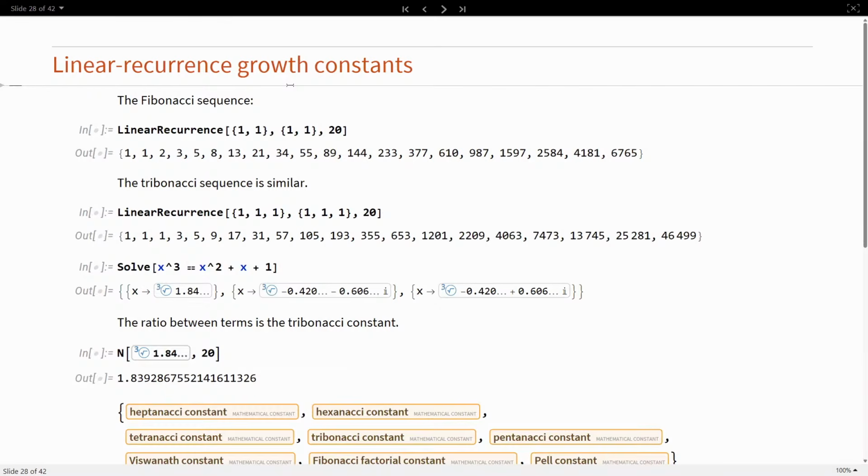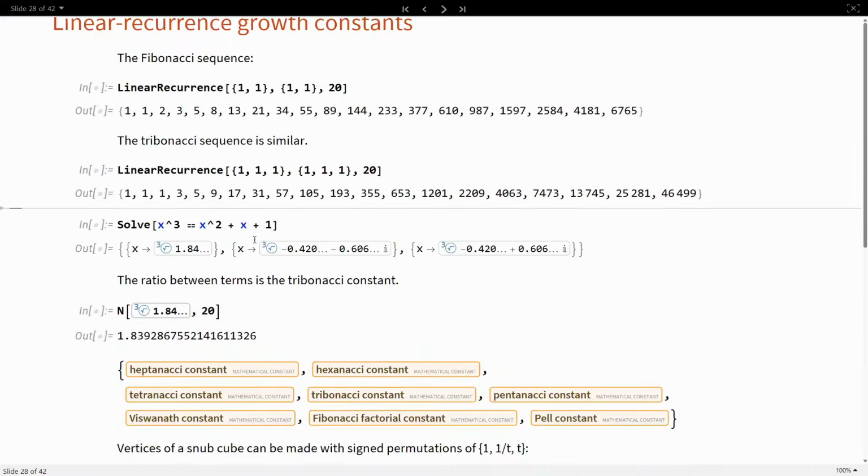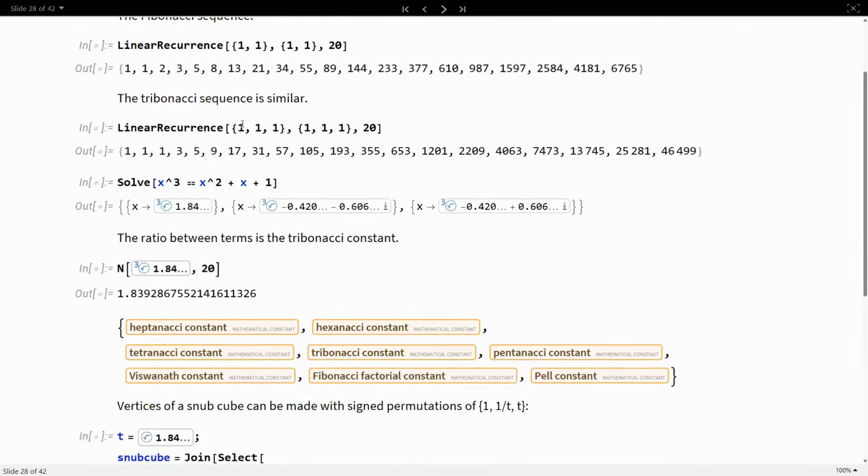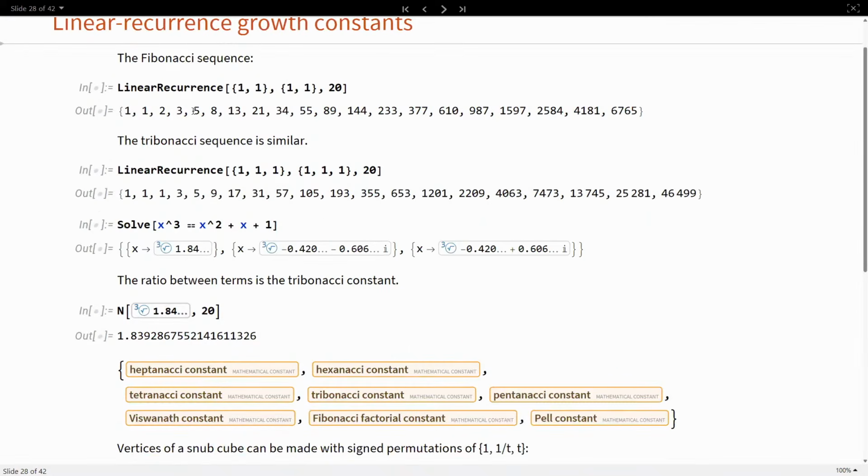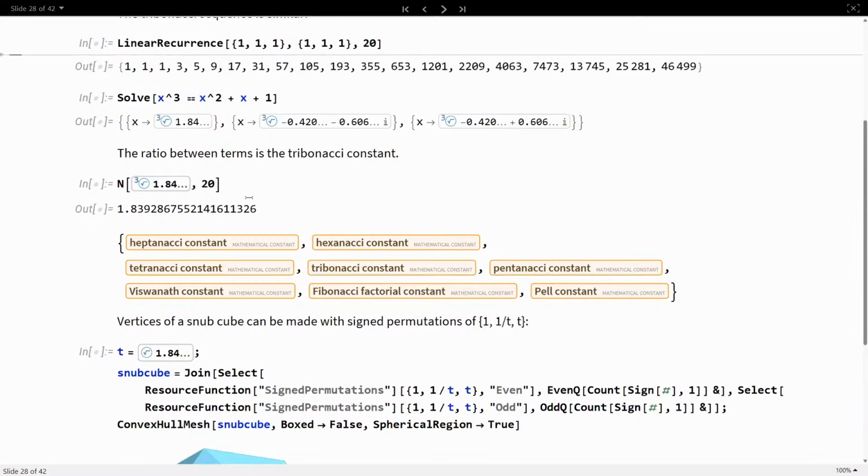Linear recurrence growth. For example, here we have the Fibonacci sequence. The linear recurrence constants are basically extensions of the Fibonacci sequence constant, or the golden ratio. If we look at the Fibonacci sequence, their ratios go to the Fibonacci constant, and we can keep bumping that up to order 4, order 5, and so on, and we get the Tetranacci, Pentanacci, Hexanacci, Heptanacci, and so on.